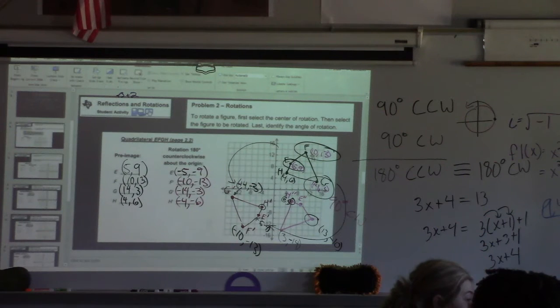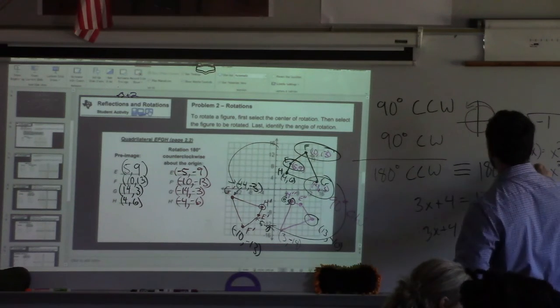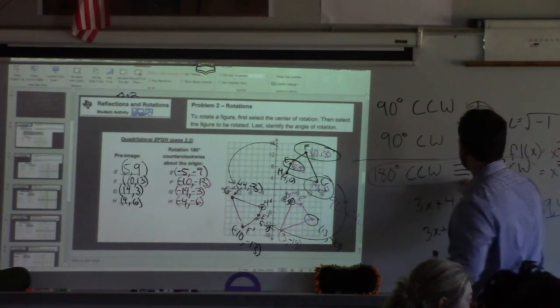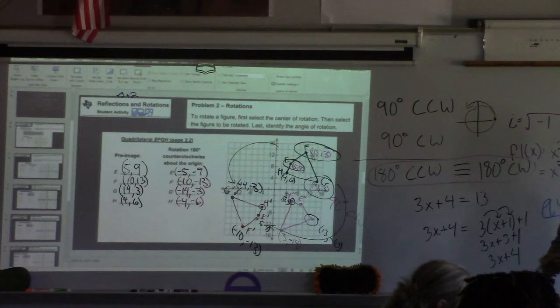Does that help solidify that idea? Wait, I don't know what you're saying, Matthew. Okay, say it one more time. Isn't that like the same kind of definition of congruent? Kind of, but congruent specifically deals with geometric shapes.